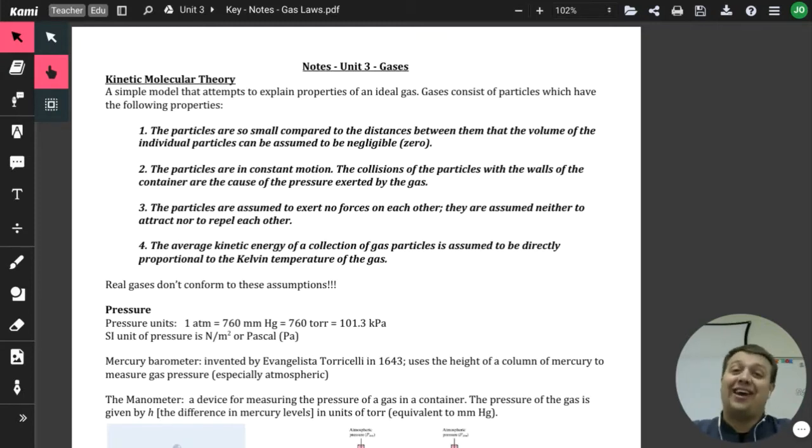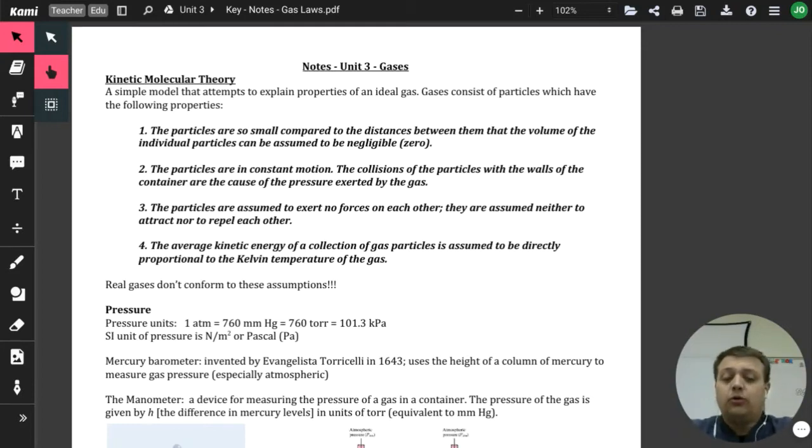Now we know that gases actually do have volume, right? And a lot of times when we talk about gases, we don't talk about just a single particle. We'll talk about a volume of those gases. So that's just something to keep in mind. If I'm focused on a single particle, then we assume that its volume is 0, because it's so tiny.